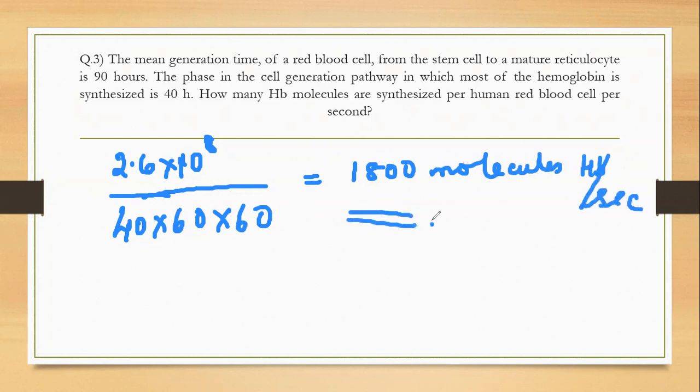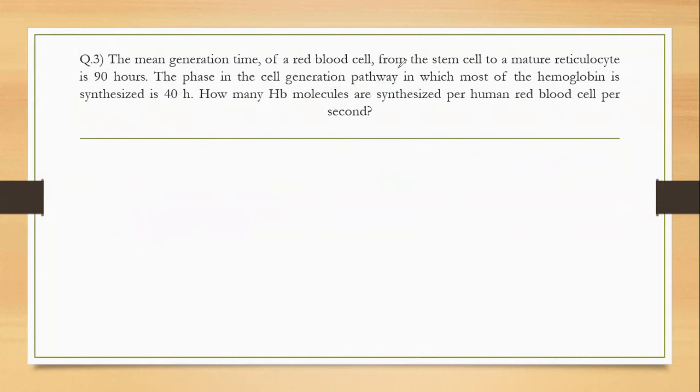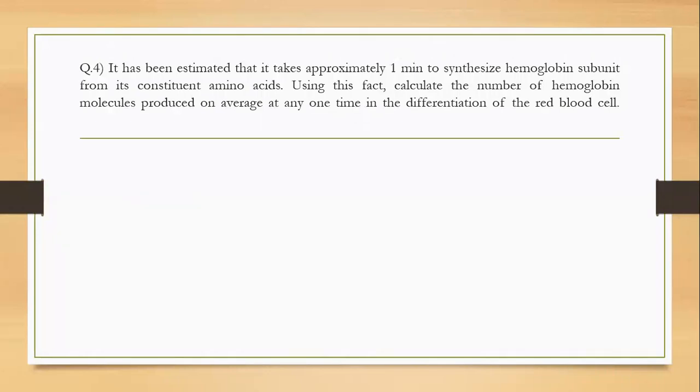Simple. So I'll repeat once again. From the previous question, we saw that the total number of hemoglobin is 2.6 into 10 raised to 8. And it is given that the cell generation pathway for the hemoglobin to synthesize is 40 hours. So how many hemoglobins are synthesized per human RBC per second? The time was given in hours, you just have to convert into seconds. So you get the answer as 1800 molecules of Hb per second. So these questions are not different actually. I have just split it into different questions. It was the same question having different subsets.